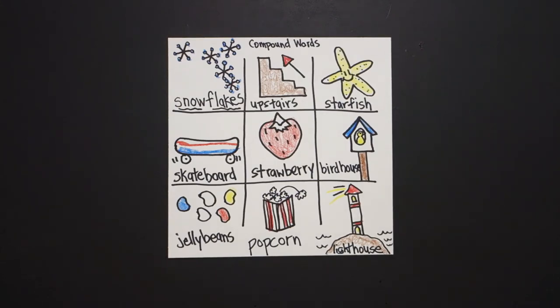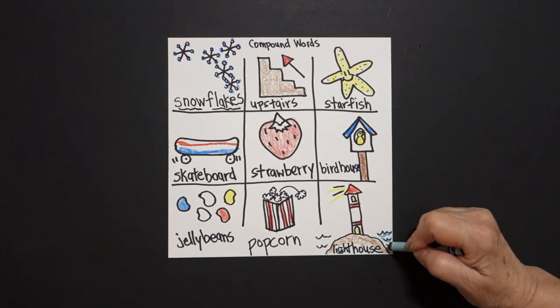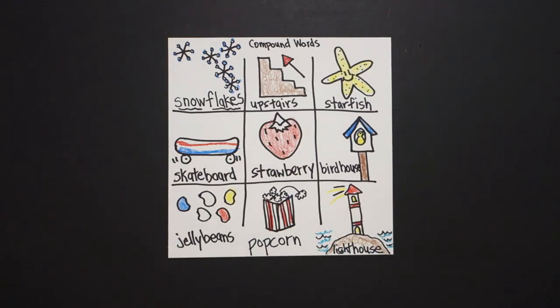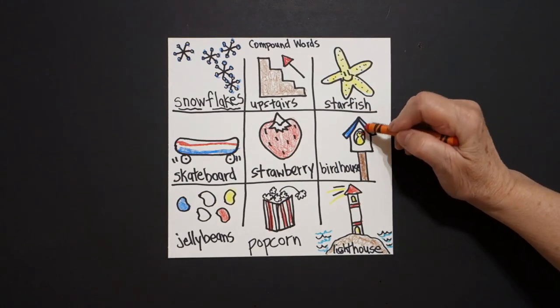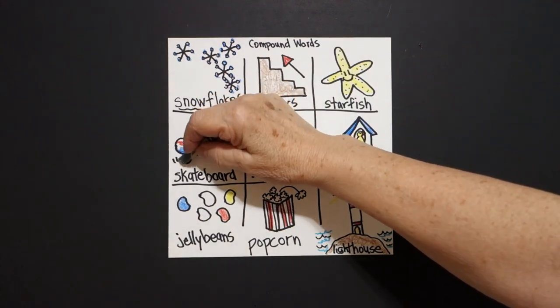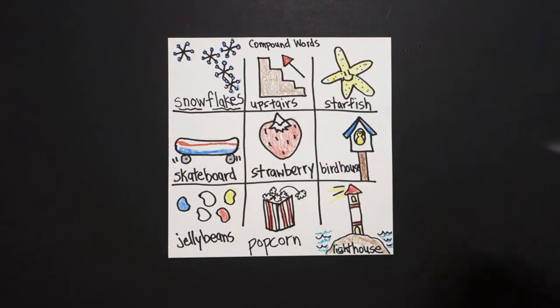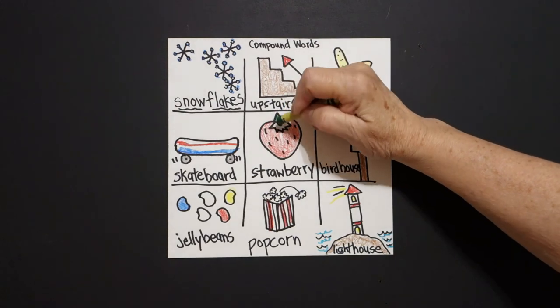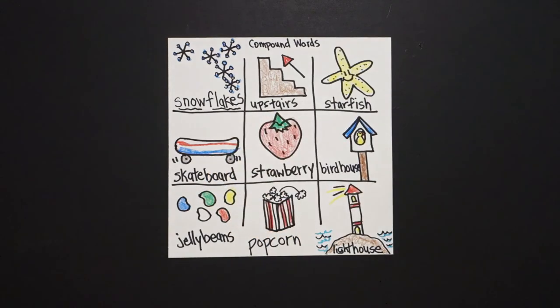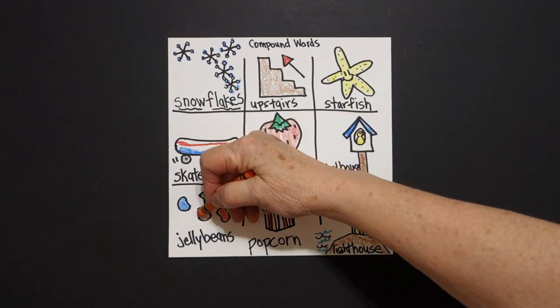Next, I'm gonna take my blue-green and color in these curved lines just by adding another curved line. And I'm gonna give orange to my bird beak right there, if you can see it. And I'm gonna color my skateboard wheels, gray if you have it, black if you don't, lightly. And I'm going to color in the top part of my strawberry. Now I'm gonna add a green jelly bean, and an orange jelly bean.